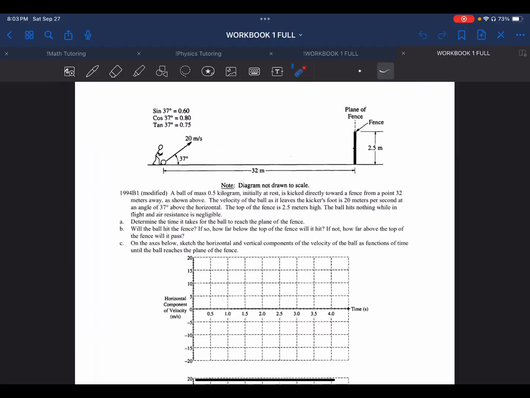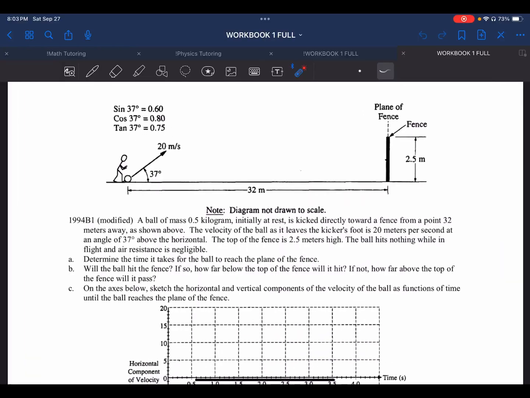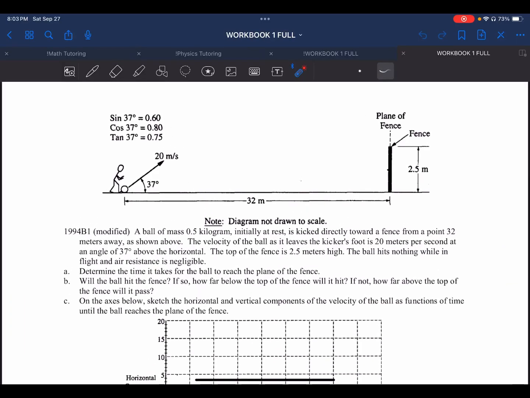Okay, so let's do this example together. This is an FRQ from a previous exam, which they saved in the MIT textbook. But let's go over it. It's all different and pretty cool, I think.